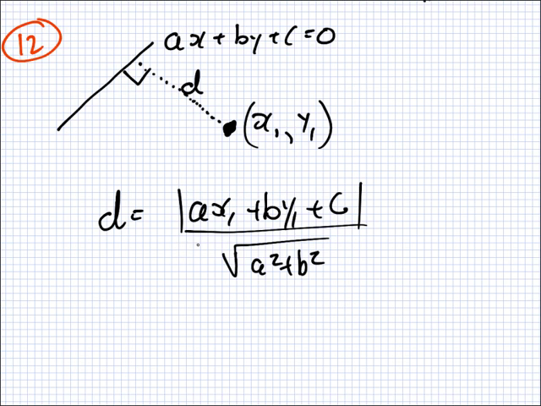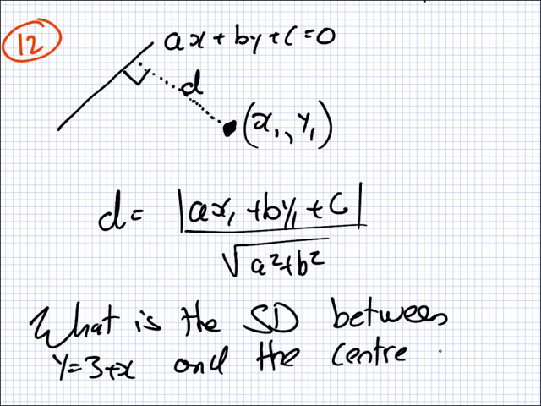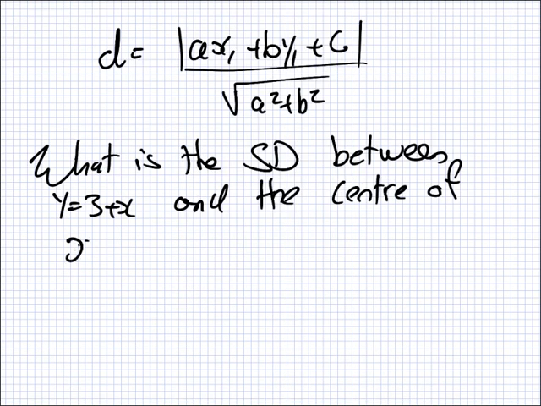So using that now, my question is, what is the shortest distance between y equals 3 plus x and the center of this circle, x squared minus 2x plus y squared minus 2y plus 1 equals 0?